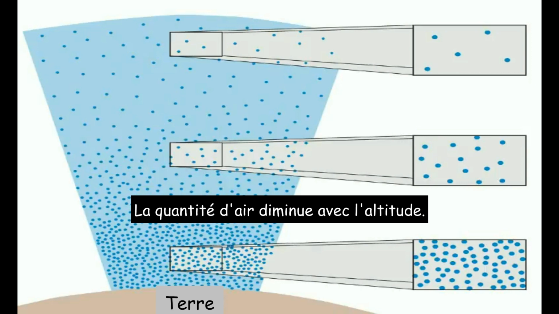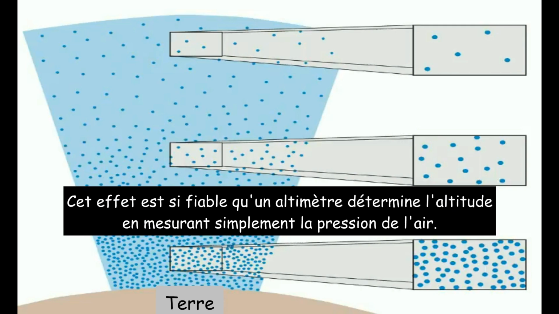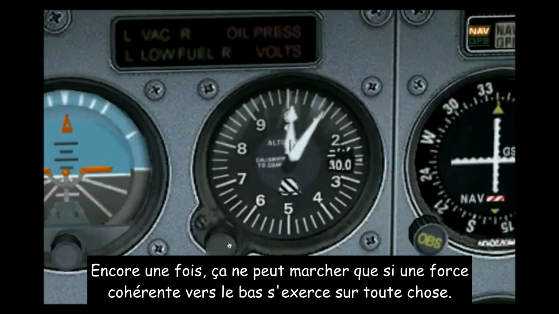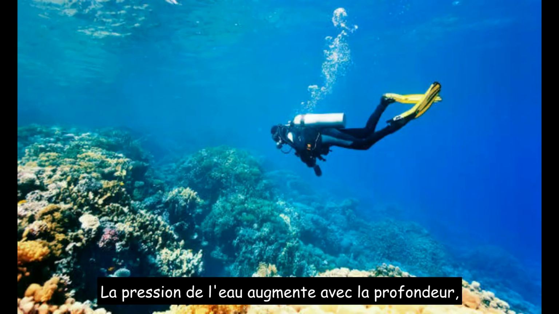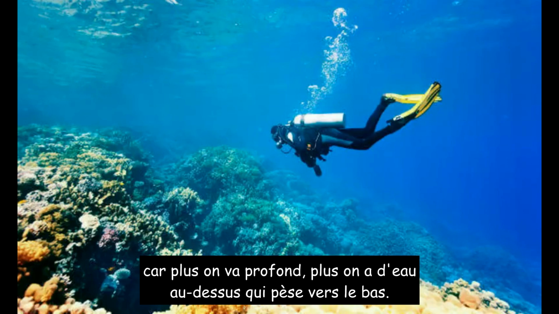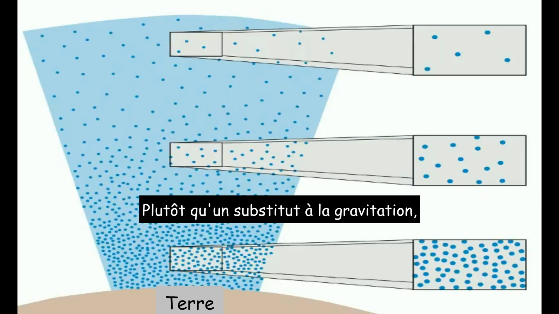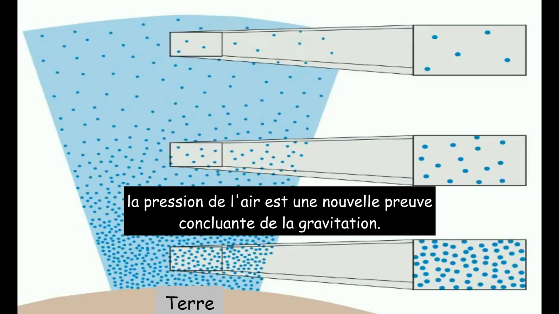The amount of air above gets less and less as you ascend. This effect is so consistent that an altimeter gauges altitude simply by measuring air pressure. Again, this only works because of the consistent downward force on everything. The same goes for water. Water pressure increases with depth, as the deeper you go, the more water there is above weighing down. Rather than a substitute for gravity, air pressure is another conclusive proof of gravity.